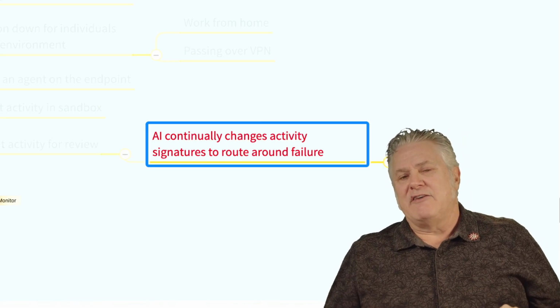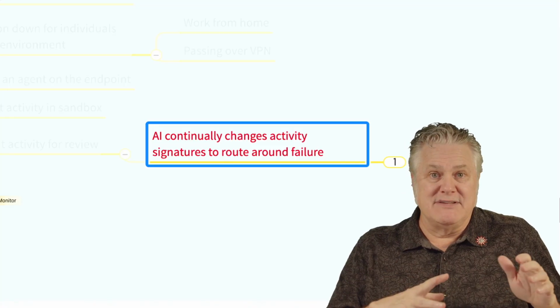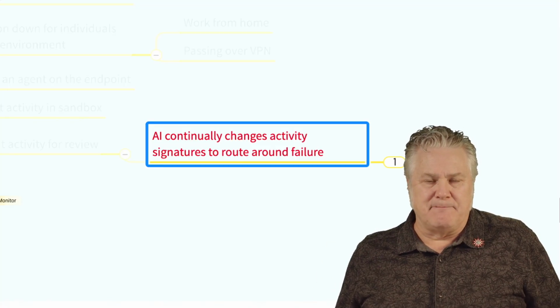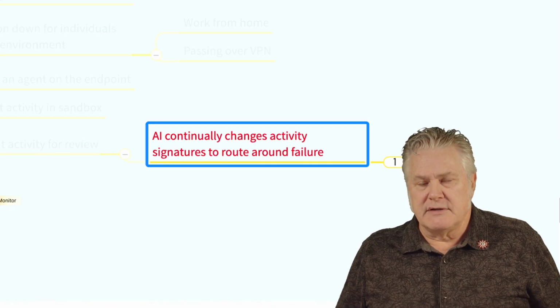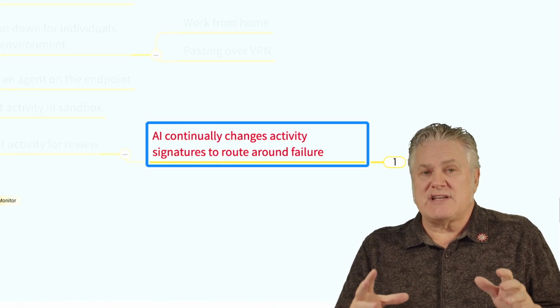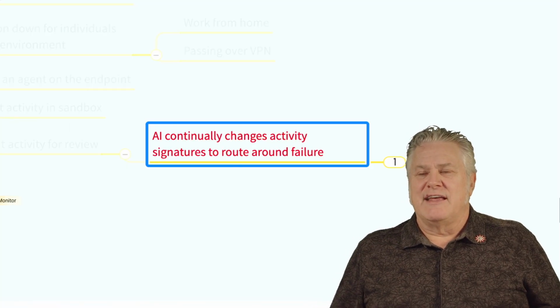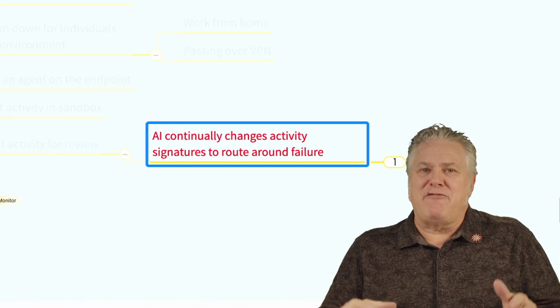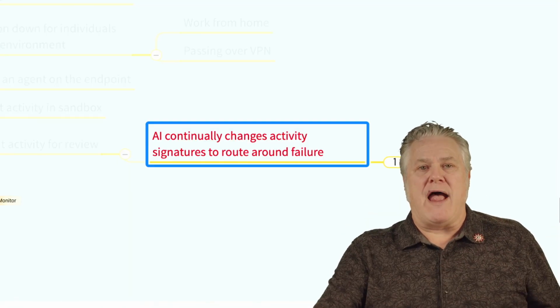Now, if you were building AI and you were building AI agents today, like OpenClaw, those kinds of things, AI looks at controls that are in place and says, this is making me fail at my task. I'm going to route around this failure.